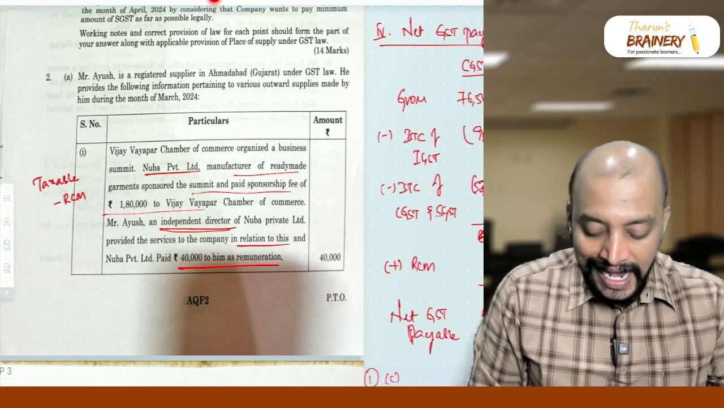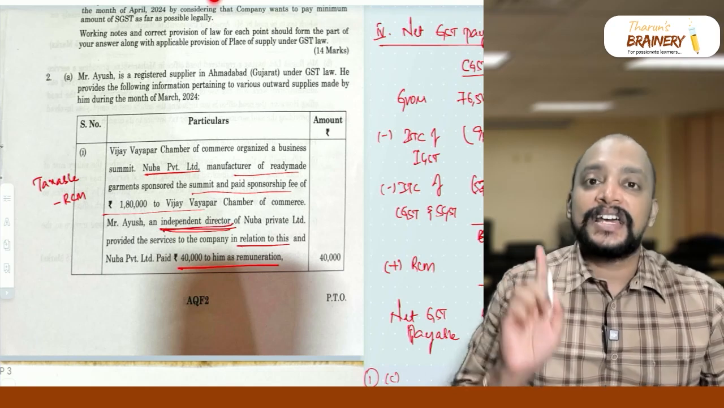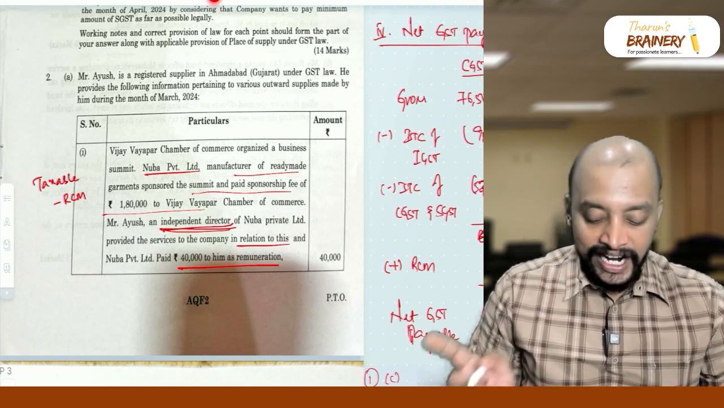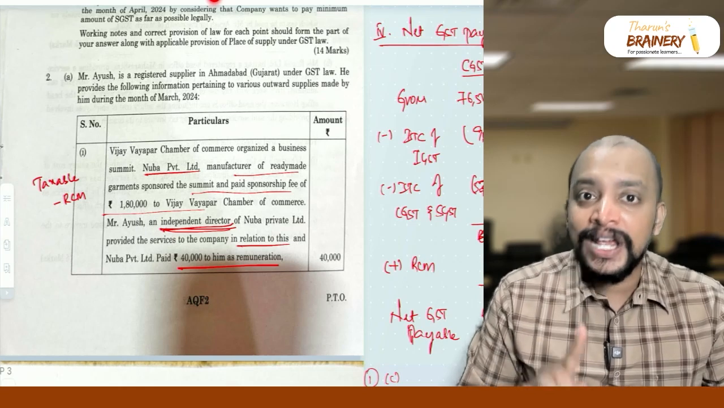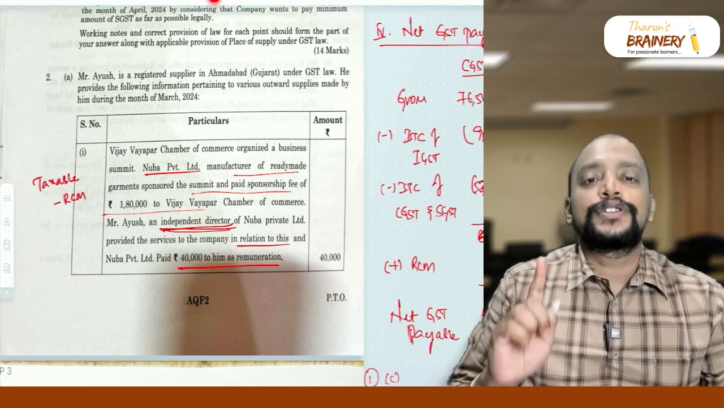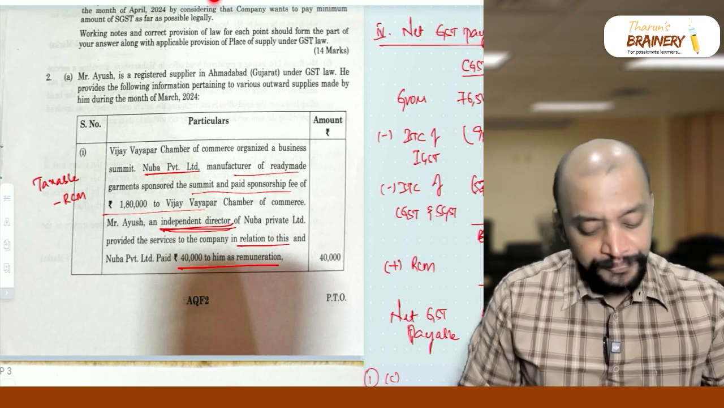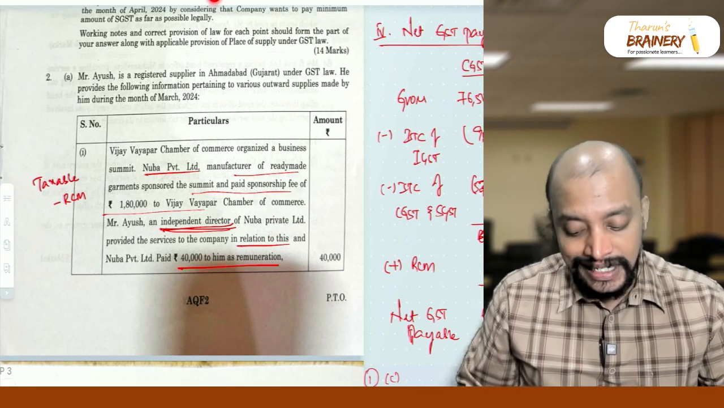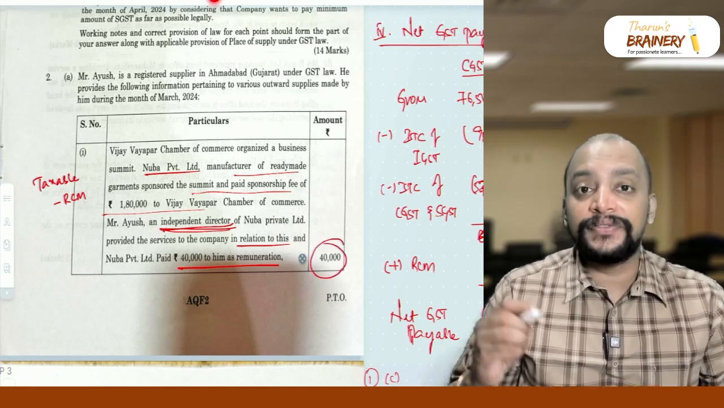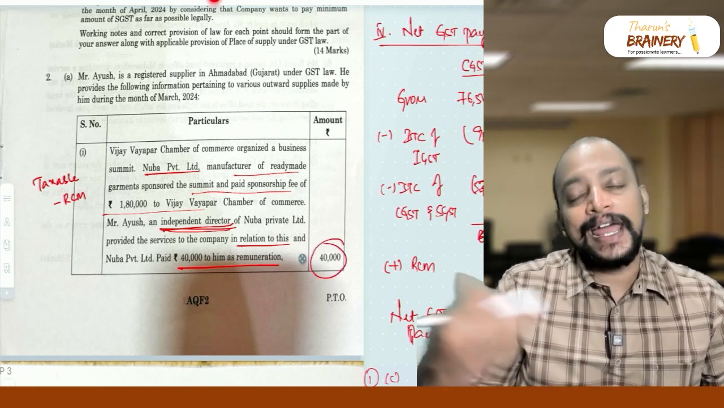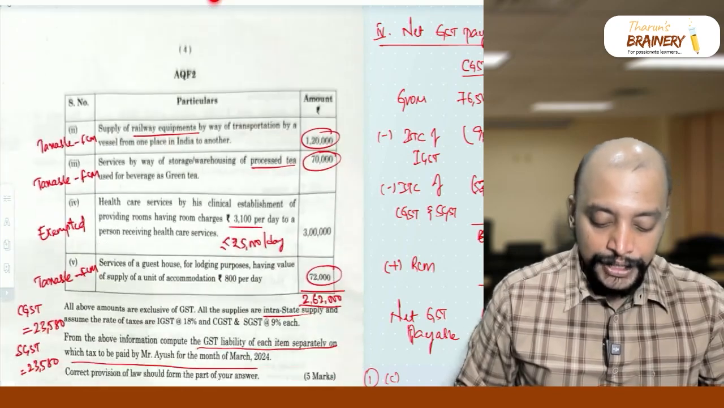Due to that reason, as it is an independent director, services provided to the company, and 40,000 is paid as remuneration, therefore TDS under 194J applies, so it will be taxable under RCM. So it will not be taxable in the hands of Ayush, but in the hands of the company. That is the answer we need to write.